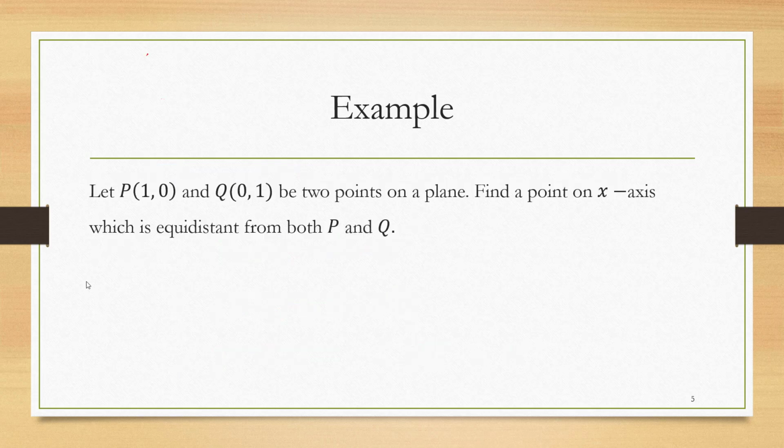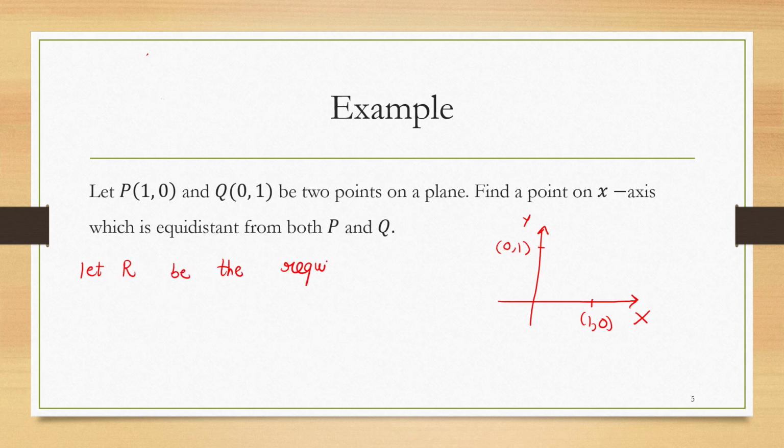Next example. Let P(1, 0) and Q(0, 1) be 2 points on a plane. Find a point on the x-axis which is equidistant from both P and Q. If we have this x-axis and y-axis, the point (1, 0) will lie here because its x coordinate is 1 and y coordinate is 0. (0, 1) will be somewhere here. We have to find a point on the x-axis. Let's call it R. Let R be the required point.